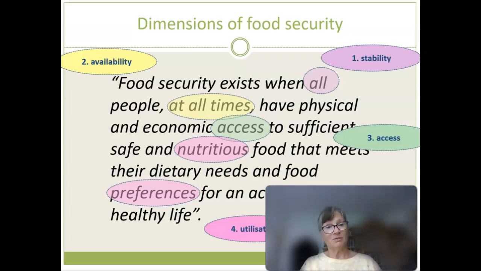And the opposite of those, of course, makes an insecure food supply. So in Screencast 2, we will have a look at what makes people vulnerable as either individuals or populations.